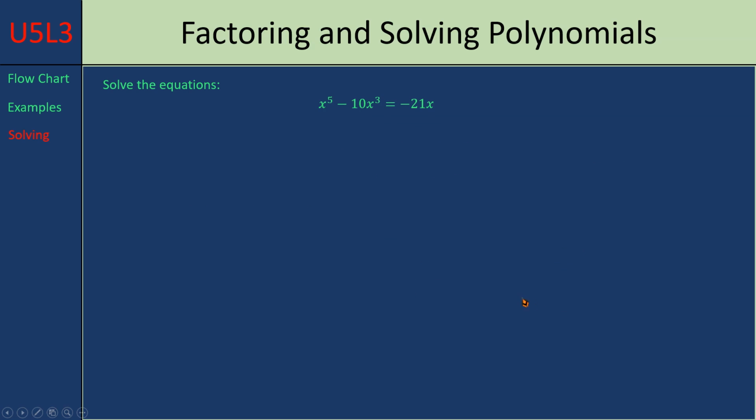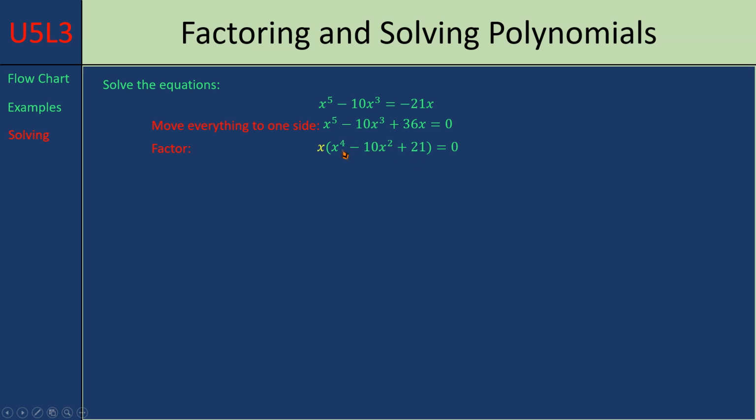Last problem, I think. Here it is. First step, move everything to one side. I've got to add 21x to both sides. Oh, that should say 21x and not 36. Whatever. So I have everything on one side now, but not 36. Put 21 there, right? And then you factor that. I take out an x. So I have x to the fourth minus 10x squared plus 21.